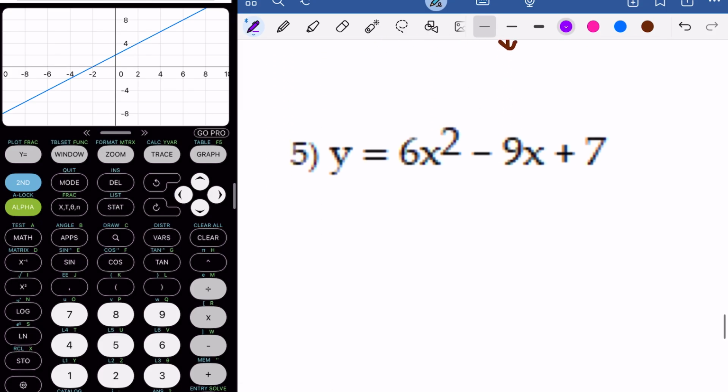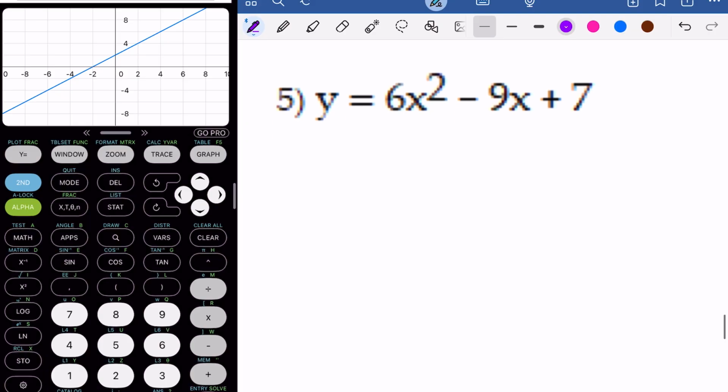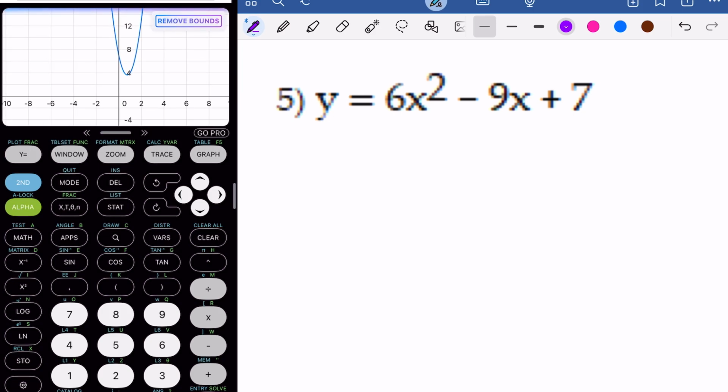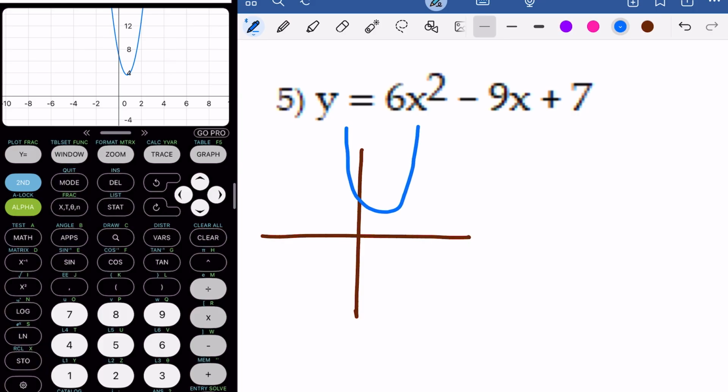All right, let's look at question 5. Question 5 is already in y equals form. So we can go to y equals, we can graph that. I can see right here, I've got this graph that looks like this. And got it going like this. That's a little bit terrible, but you can see a whole lot better on the screen. Okay.